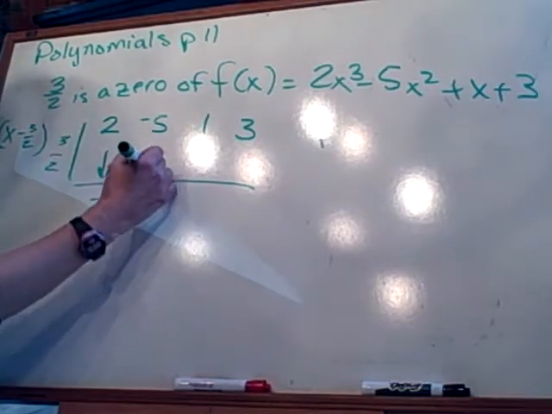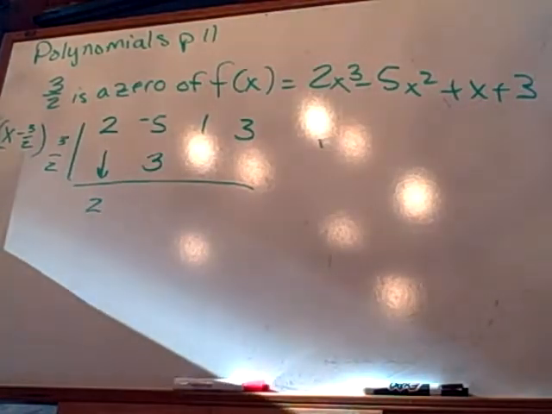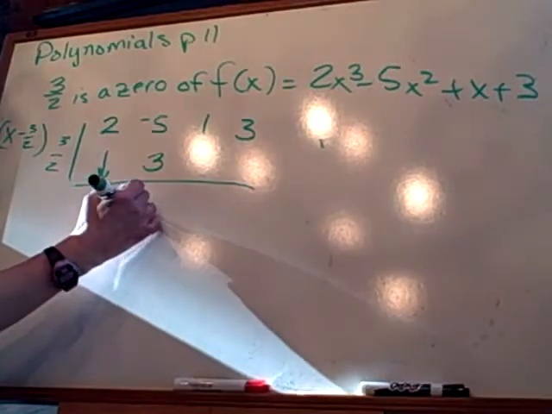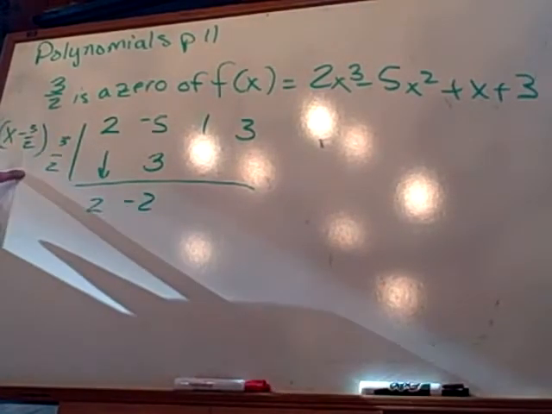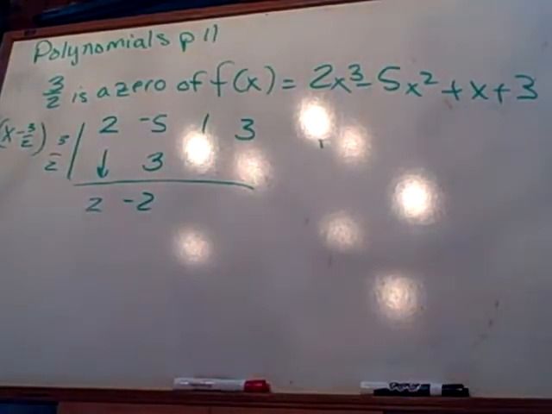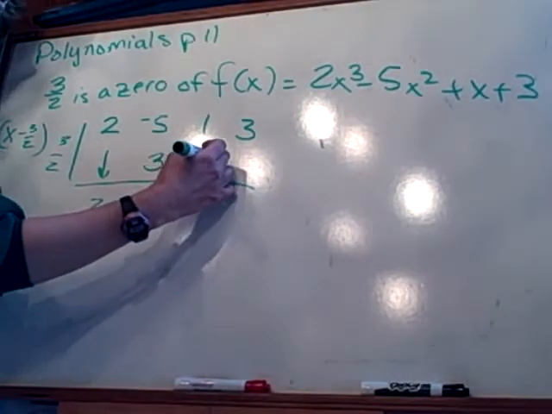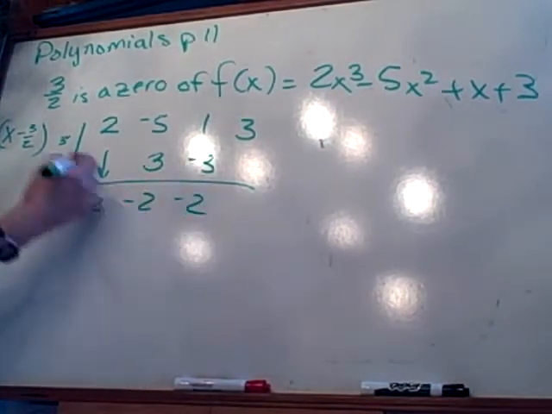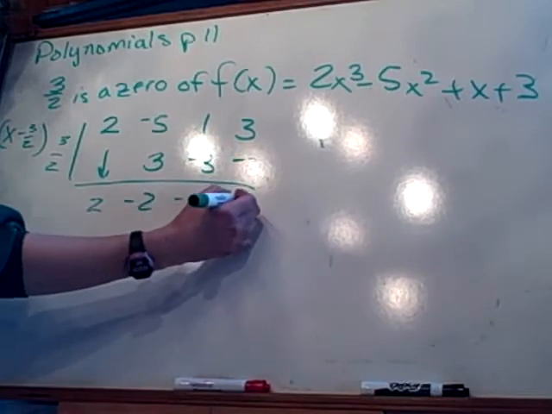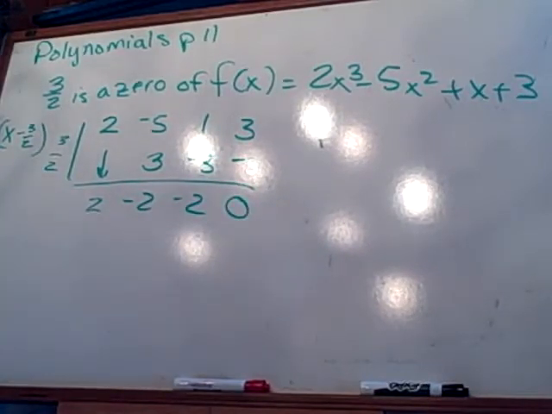Okay, and I add -5 and 3, and what do I get? -2. And -2 times this would be -3. Then you get another -2 down there, and then I get another -3 here, and what do I get? 0. So it does work. I get a remainder of 0.